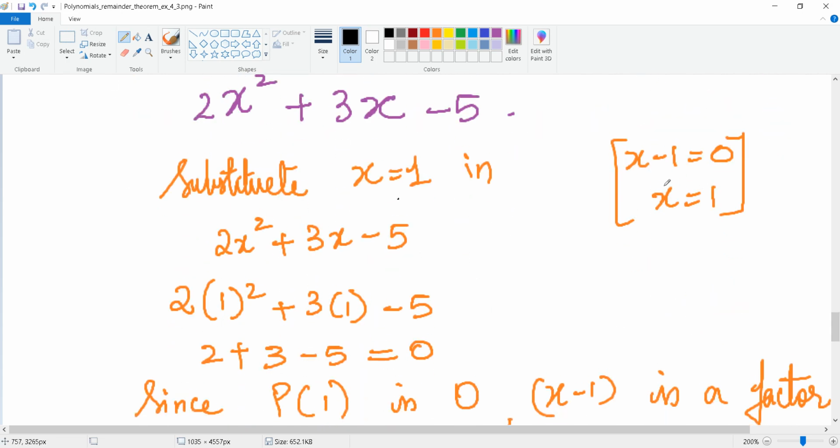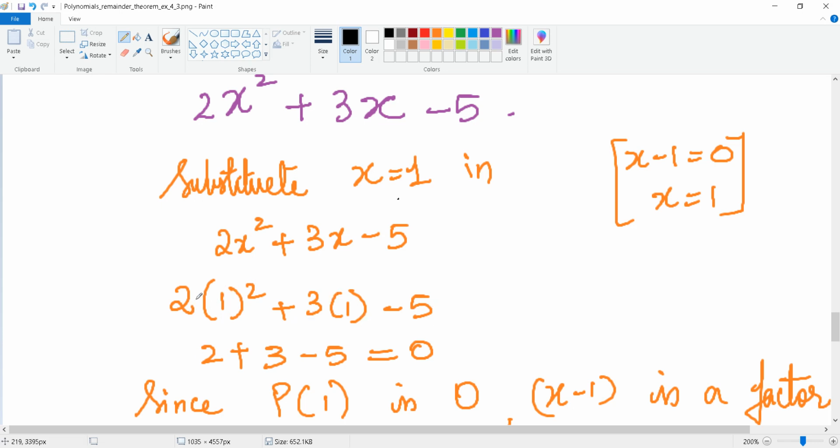Now we take this 1 and we try to substitute into the x in the polynomial. So 2x square plus 3x minus 5. So here we substitute 1 for the x. So 2 times 1 square plus 3 times 1 minus 5. So 2 times 1 square is 2 itself.